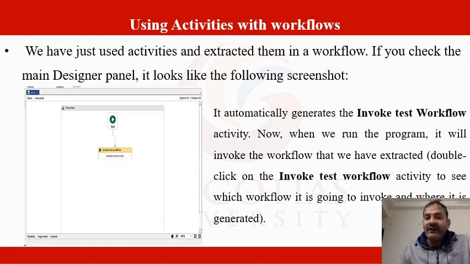Click on the invoke test workflow. When you double click over here, what you have written in that test file, you simply wrote hello. So hello will be printed onto your console. This is the same thing. It automatically generates the invoke test workflow.